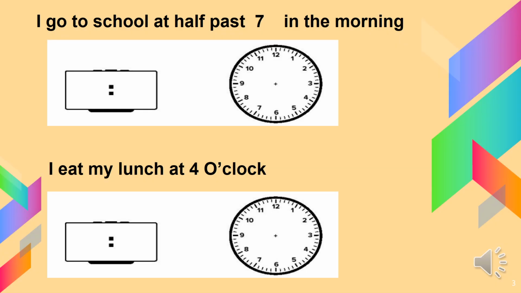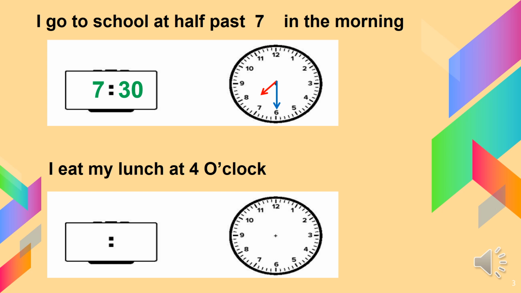I go to school at 7:30 in the morning. So let's write it as digital. Write 7 in the hours place, and 7:30 means 30 minutes. To draw the hands, the short hand is between 7 and 8, and the long hand points at 6, because 7:30 means the long hand points at 6.